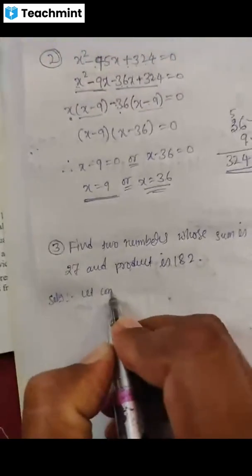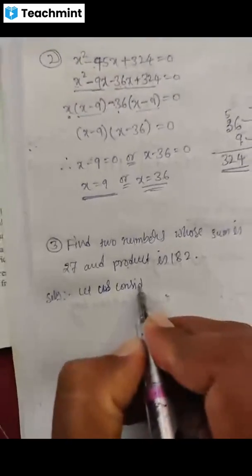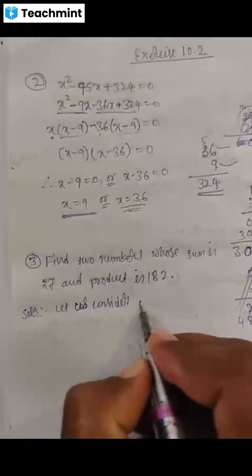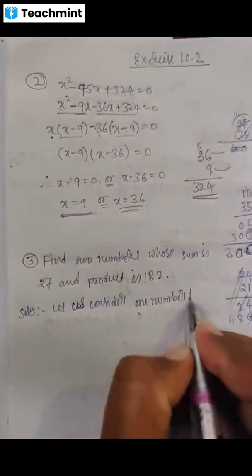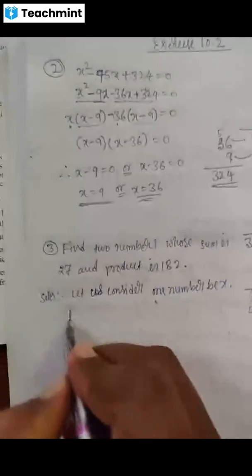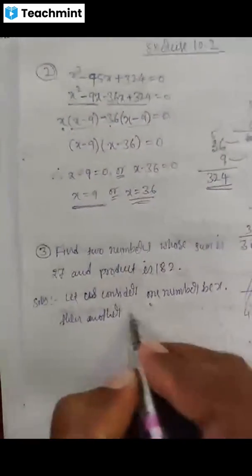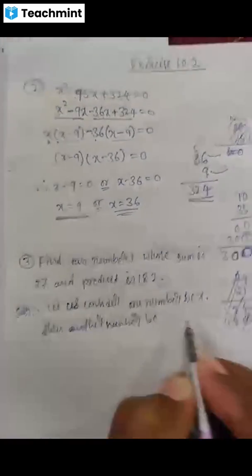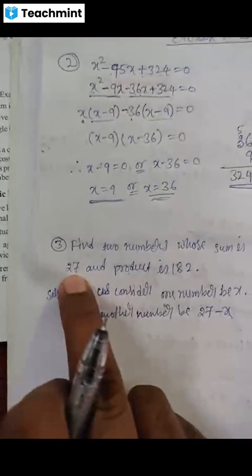Let us consider one number to be x, then the other number is what? 27 minus x, because the sum of these two numbers should be 27.